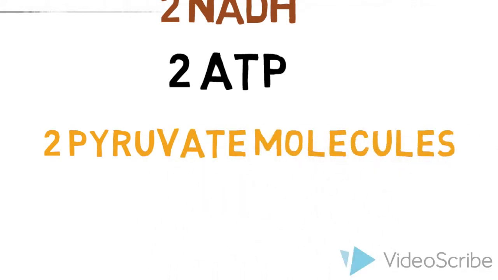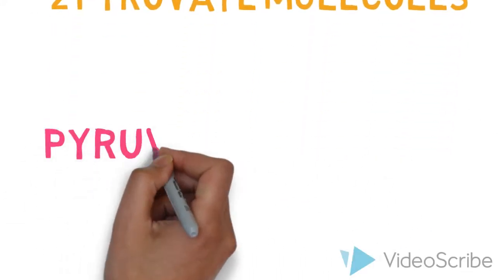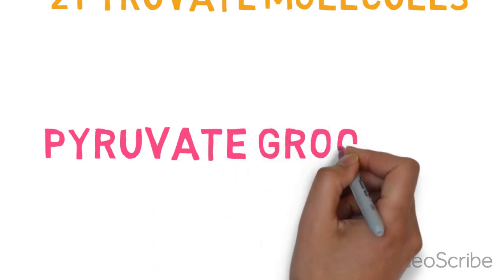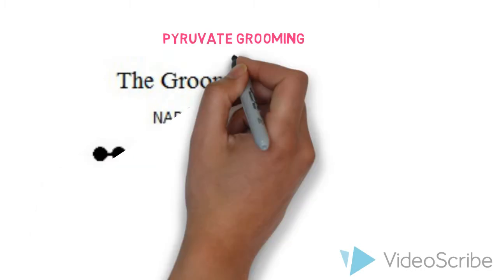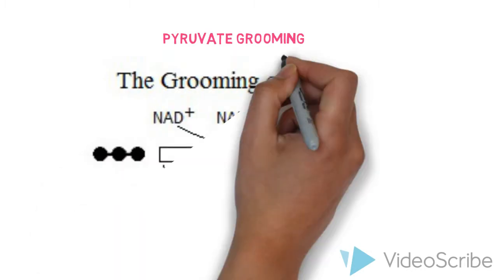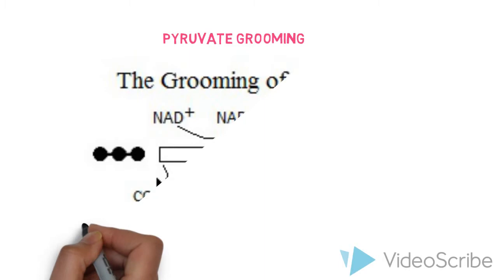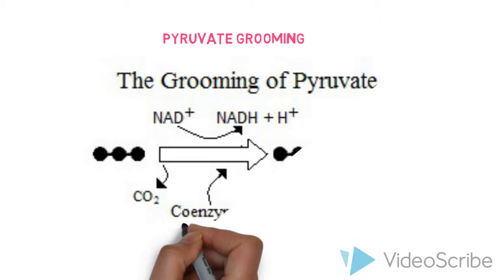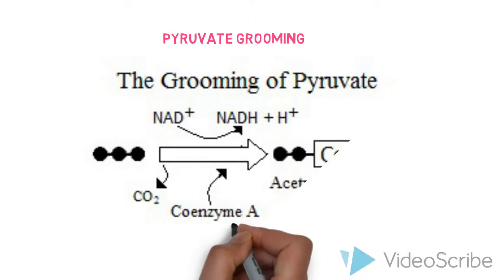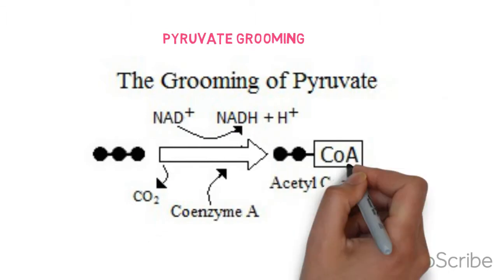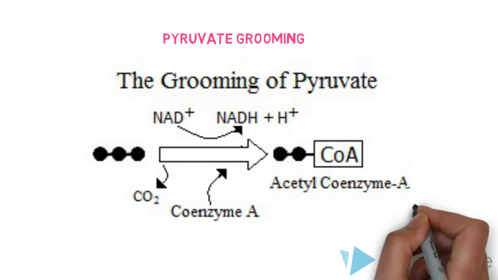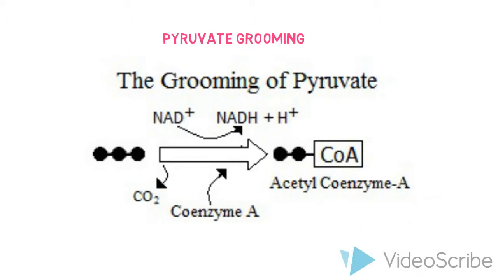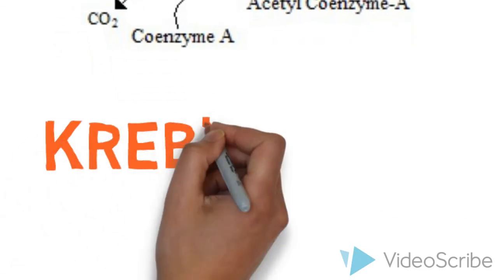This brings us to the next step, which is pyruvate grooming, and it occurs in the mitochondria. We start out with 2 molecules of pyruvate. 2 CO2s are released as a waste product. And then 2 NAD pluses are reduced by having electrons and a hydrogen added to them to make 2 NADH. Coenzyme A is then added to this, and we have acetyl-CoA. The final products are 2 CO2, 2 NADH, and 2 acetyl-CoA.